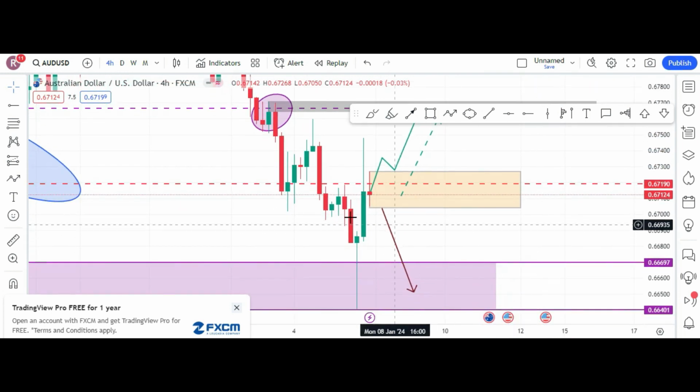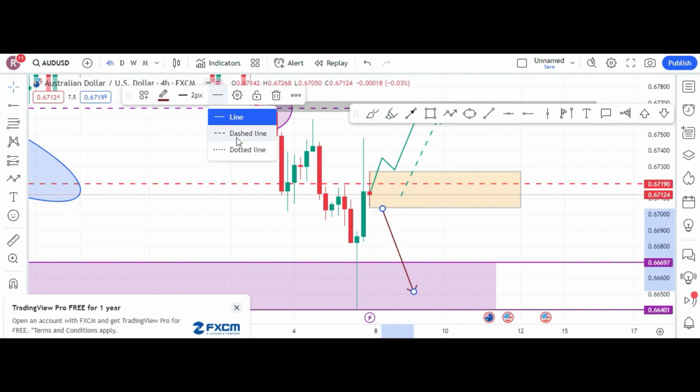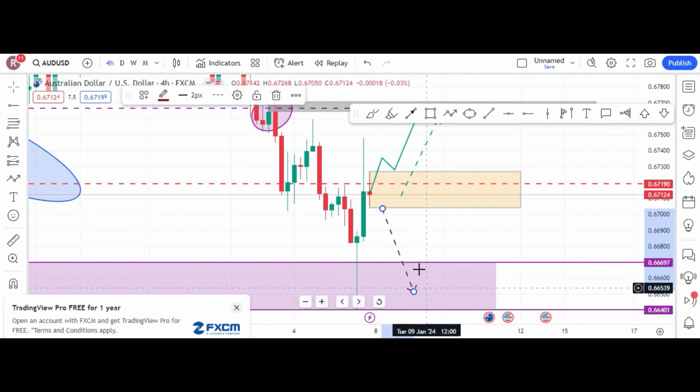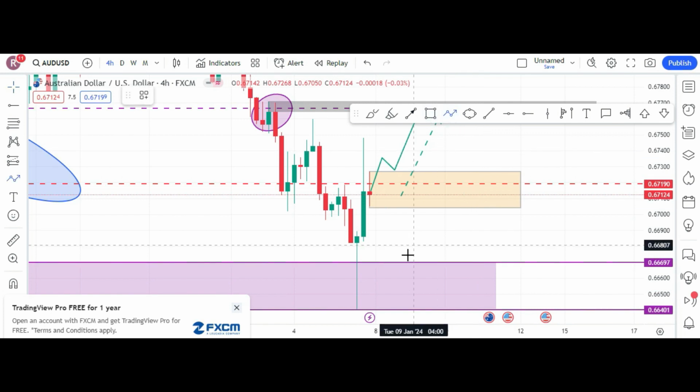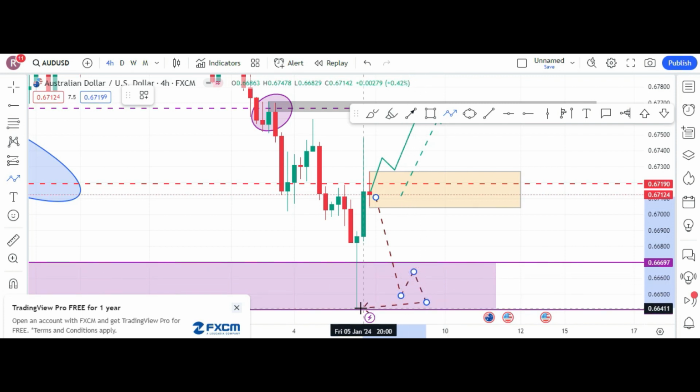On the flip side, if the box is broken on the downside, do not take any trade. Again, I want to put it in a dashed line so you don't forget. Let's delete it. I want to see it like this. The price will come here and retest this zone, and will not break this lowest point. Then we may have some trade.